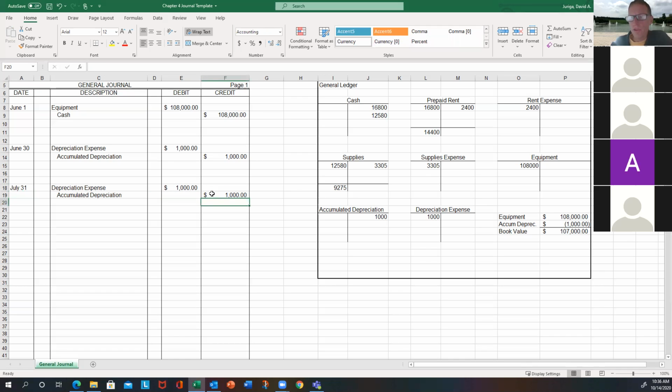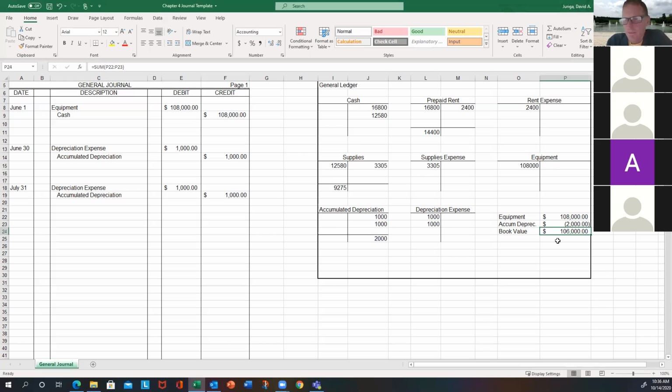And then what I want to show you here is what would happen to that book value. So notice we don't post to the equipment. You have another $1,000 posted to depreciation expense and another $1,000 posted to accumulated depreciation. And at that point, your accumulated depreciation would be at $2,000. So what would that do to your book value? Your book value would now be at $106,000.